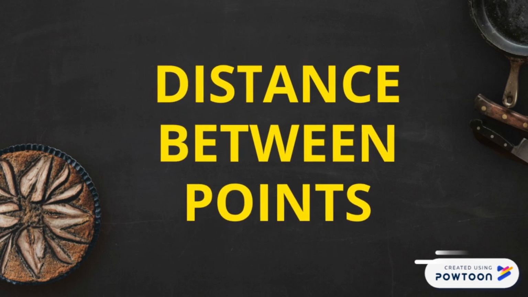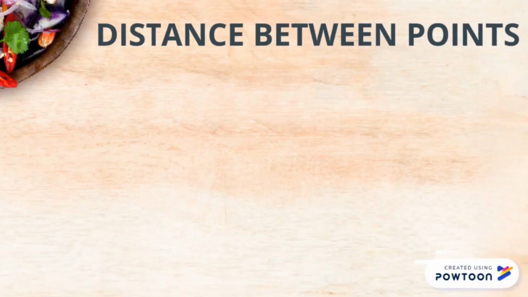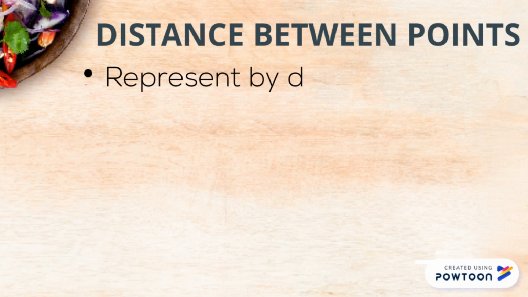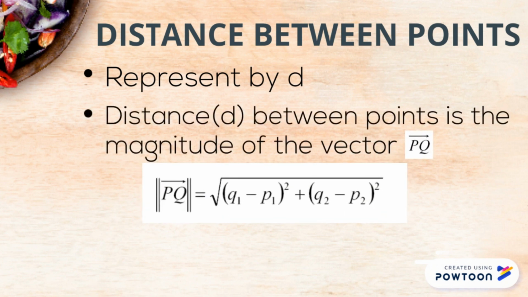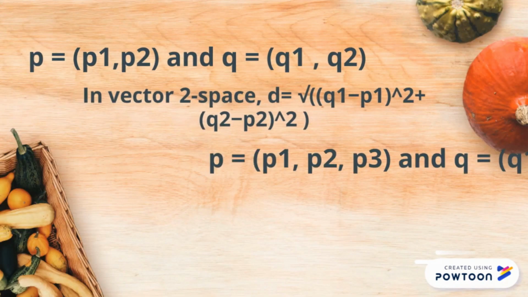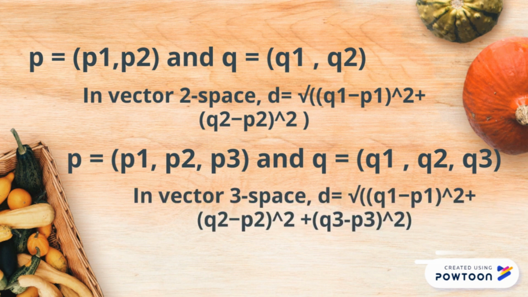Next is the distance between points. Distance between points is represented by d. Distance between points is the magnitude of the vector. Below shows the formula of the distance. This slide shows the vector 2 space and vector 3 space by using the formula of the distance between points.